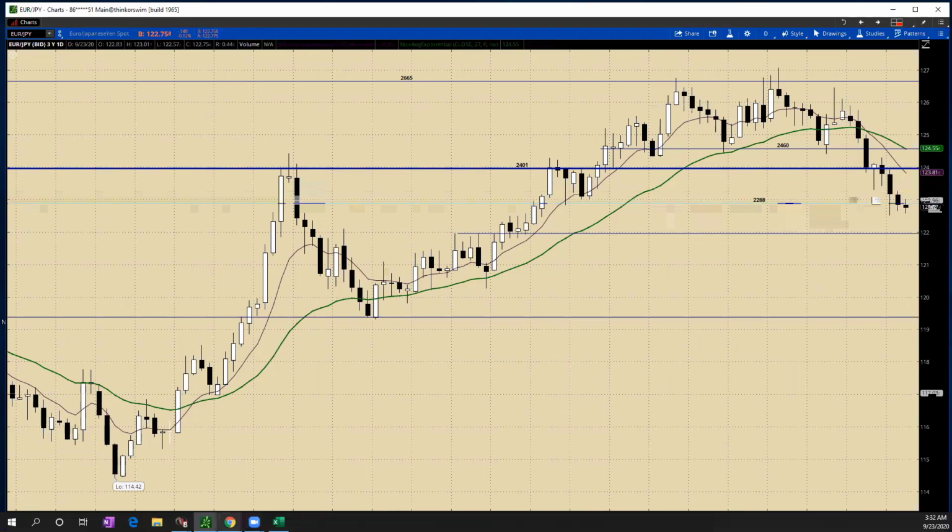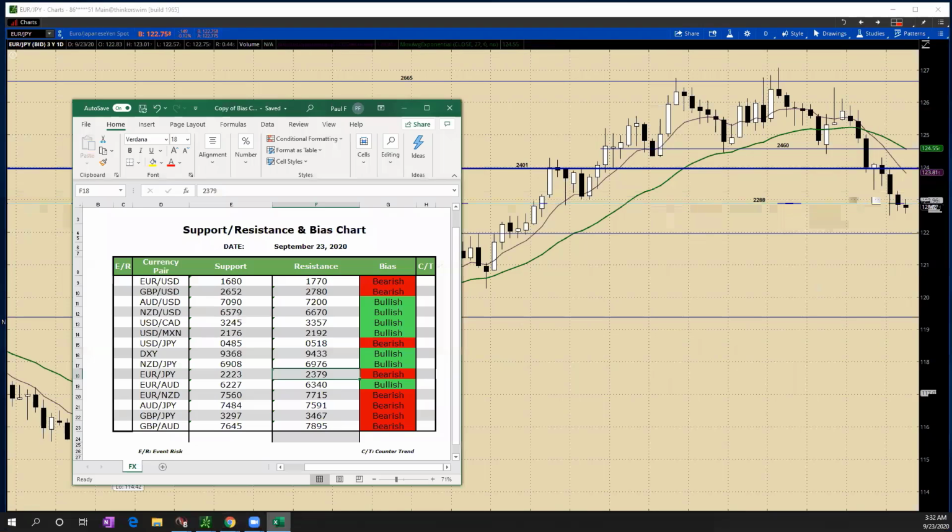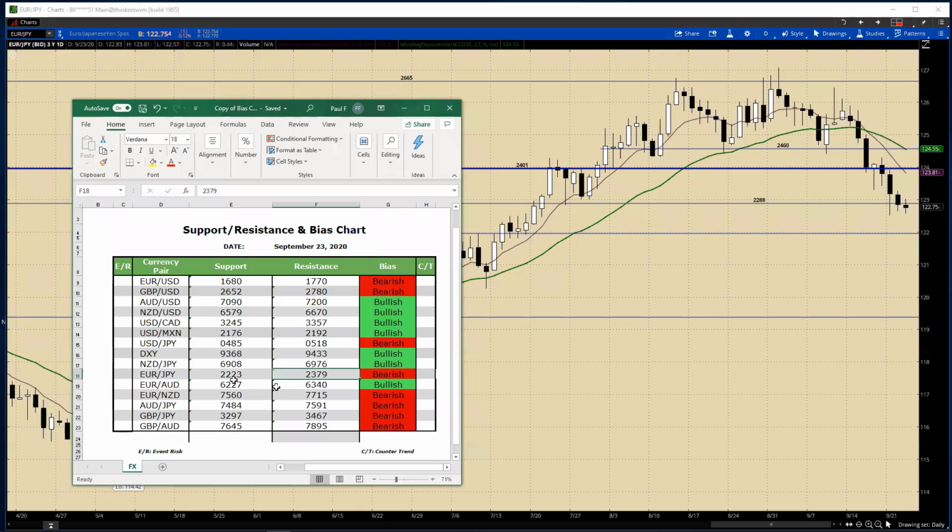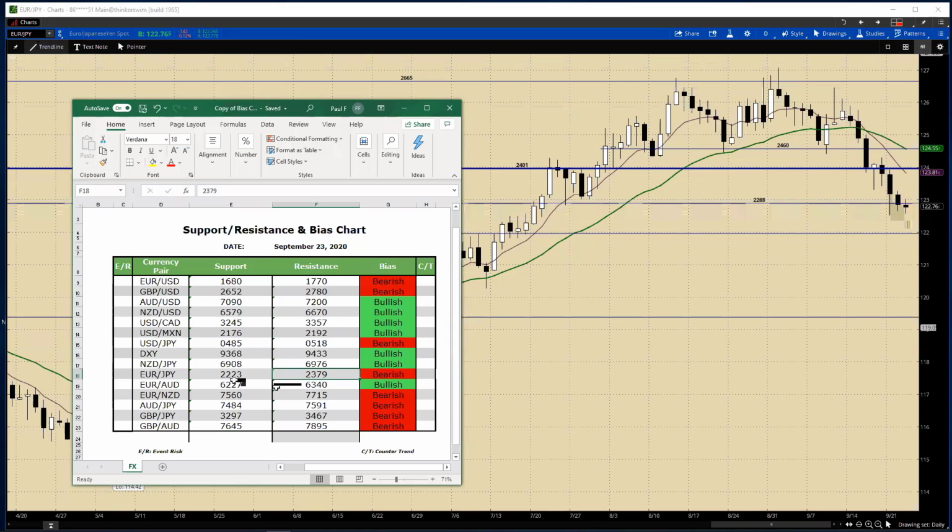Euro yen. We had 22.23. Oh, that's still good. 22.23 and 23.79. No changes on euro yen. And you can see here we're trading a fairly tight day. We're going to euro odd.